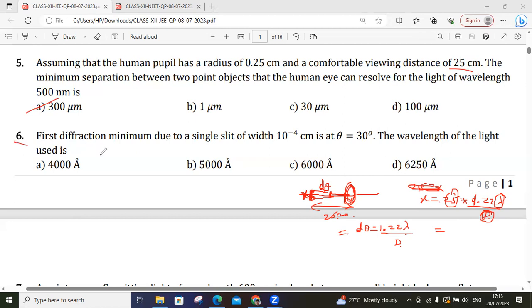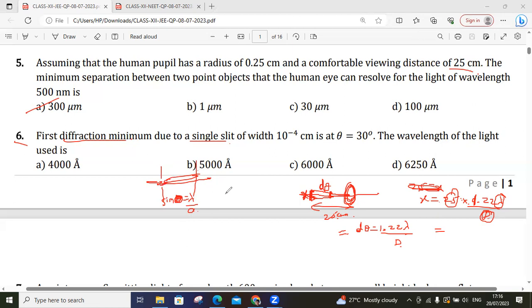Then sixth: first diffraction minimum due to a single slit of width is at 30 degree, the wavelength of the light is. So this is a single slit experiment, first diffraction minimum, right? So first minimum where you get in diffraction experiment, you will get theta is equal to lambda by a, right? They are telling this is 30 degree. So 30 degree means you cannot just approximate like that. This is sine theta. a sin theta is equal to lambda, right? Path difference is equal to lambda.